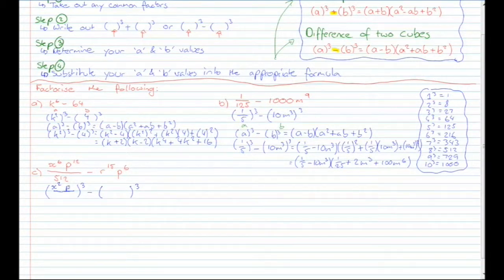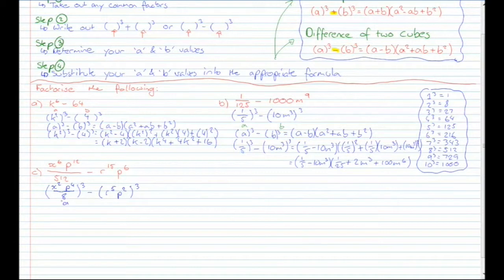Well, it's going to be p to the power of 4. 512 cubed, well, that is going to be 8. What cubed will get us r to the power of 15? Well, it's going to be r to the power of 5. And p to the power of 2 will get me p to the power of 6 when I cube it. Right, go through and write out the formula again.